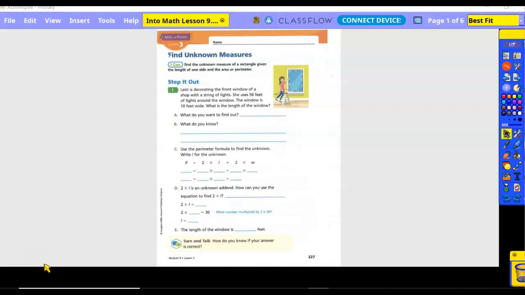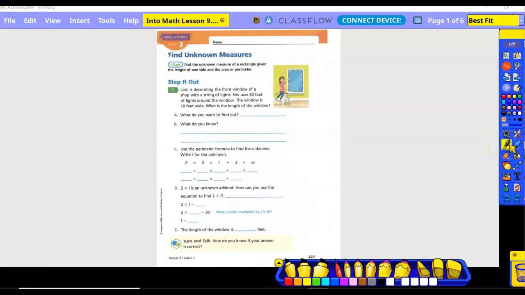Step it out. Number 1, Liesl is decorating the front window of a shop with a string of lights. She uses 50 feet of lights around the window. The window is 10 feet wide. What is the length of the window? So we know that, do we know the perimeter or the area? The perimeter, right? Okay, so let's pull out what we have. Okay, so we know 50 feet, 10 feet wide, and they want to know the length, right, guys?